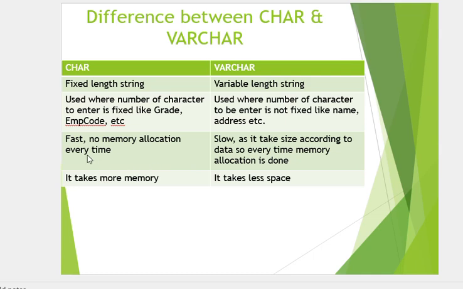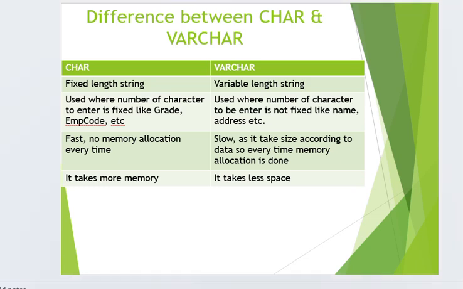Char is fast, no memory allocation every time. It is very fast. Varchar is slow as it takes size according to the data, so every time memory allocation is done. Memory allocation here means that for char it is fixed, whatever parameter or width you have passed. But in the other case you have passed width as 20, but you are using 4 somewhere, so it calculates 4 there. For another name you are entering 25 characters, so it calculates 25 or 20. That way it becomes slow. Char takes more memory, varchar takes less space. As char is not releasing the memory which is left blank, it takes more memory, while varchar releases the spaces which are not in use, so it takes less space.